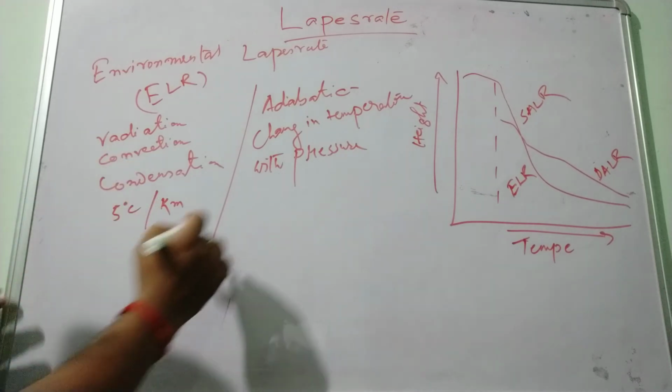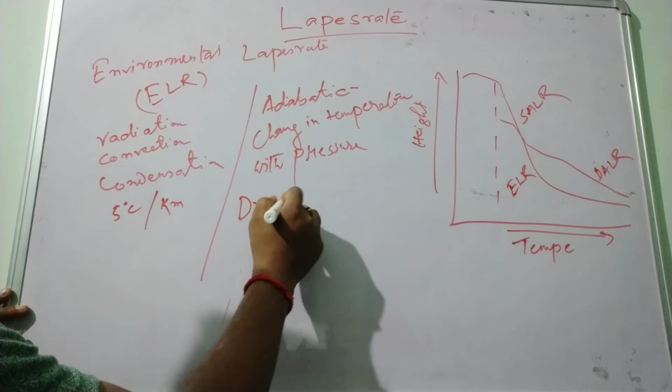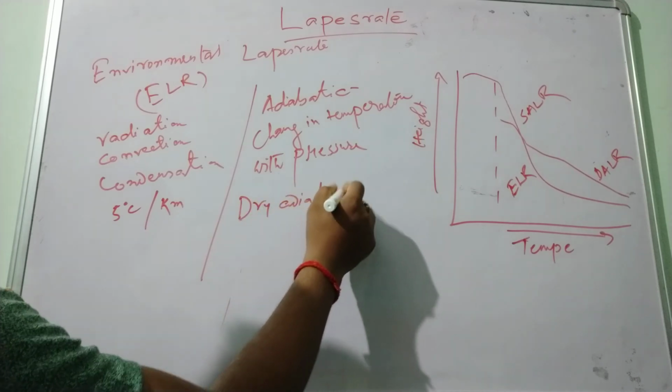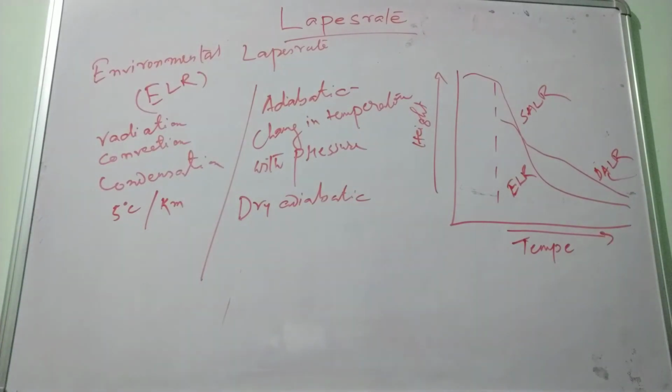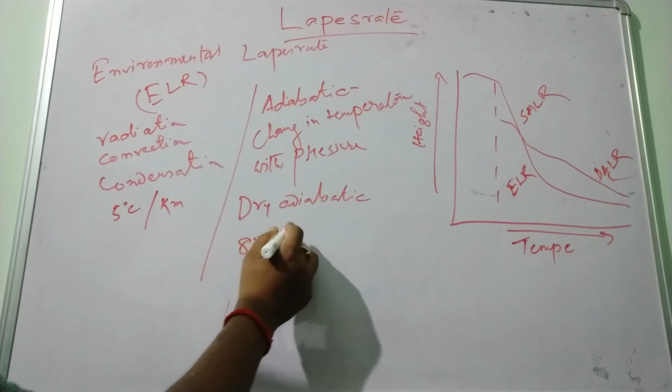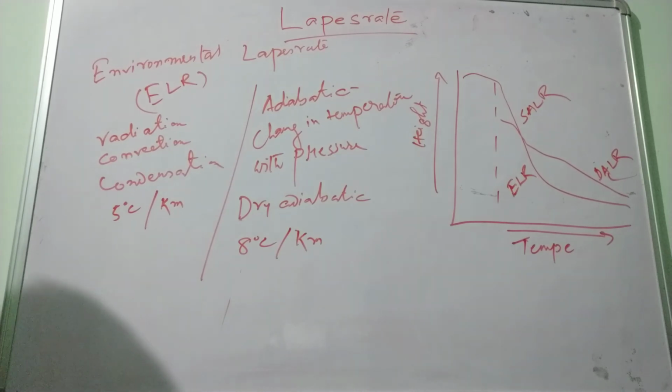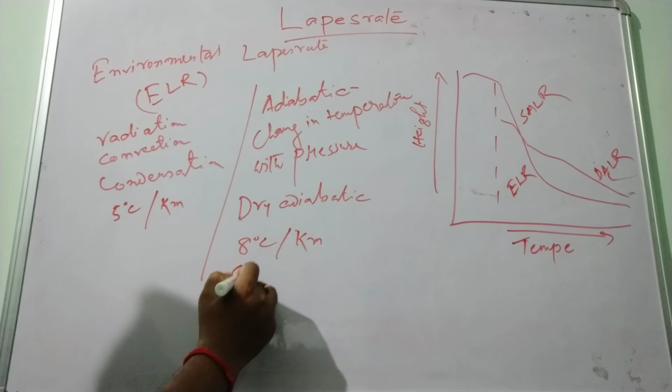So there are two types of adiabatic lapse rate. One is known as the dry adiabatic lapse rate. This dry adiabatic lapse rate is the rate of falling temperature with altitude of a dry air parcel, or unsaturated air, rising under adiabatic conditions. This dry adiabatic lapse rate is equal to about 10 degrees centigrade per kilometer, and it is closely associated with stable weather conditions.